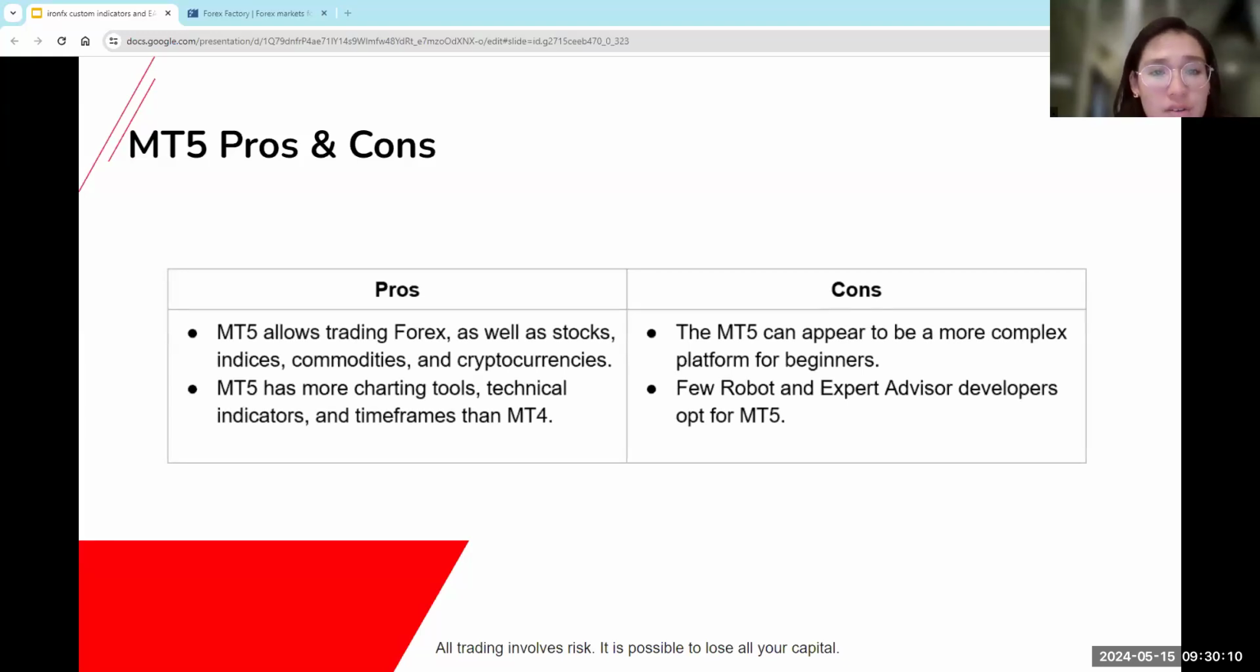MT5 allows trading Forex as well as stocks, indices, commodities, and crypto, and has more charting tools, technical indicators, and timeframes than MT4. Some cons are that MT5 can appear to be a more complex platform for beginners, and there are fewer robot and expert advisor developers who opt for MT5.